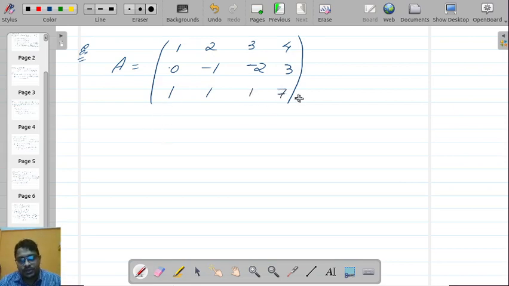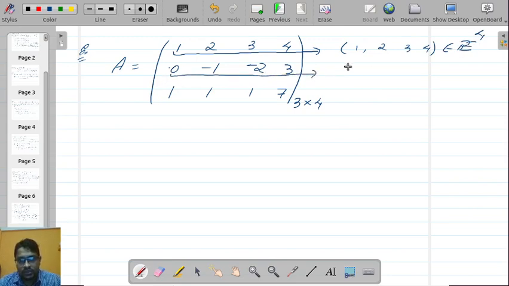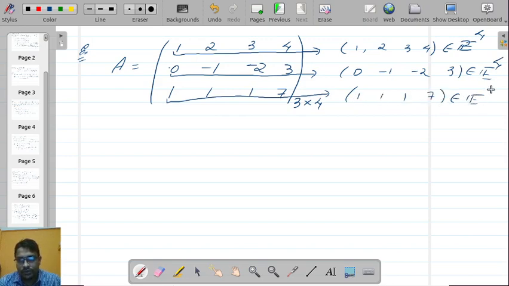Here you see there are 3 rows and 4 columns. Now each row of this matrix can be considered as a vector in E to the power 4, Euclidean space of dimension 4. This I can consider as a vector or n-tuple in E to the power 4, right? This also I can consider as a vector in E to the power 4.